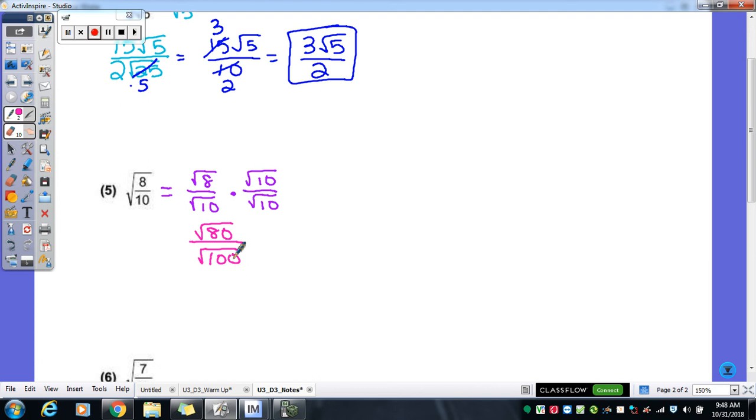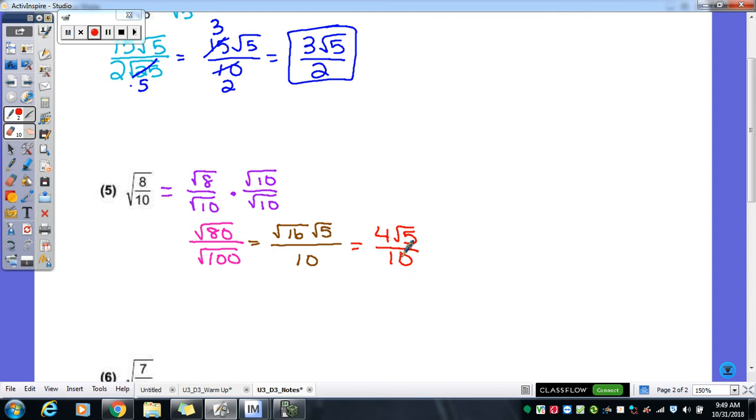So then we have to think to ourselves, is there a perfect square that goes into 80? 16. So 80 is going to break up into 16 and 5. Square root of 100 for our denominator will become a 10. What is the square root of 16? 4. 4 radical 5 all over 10.